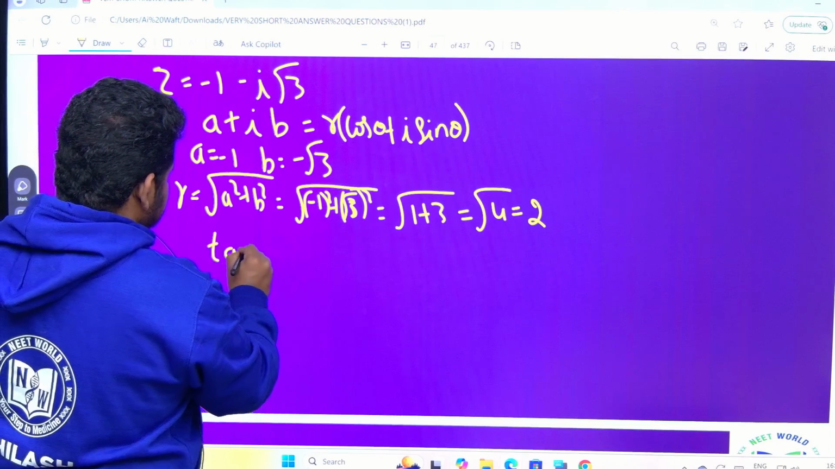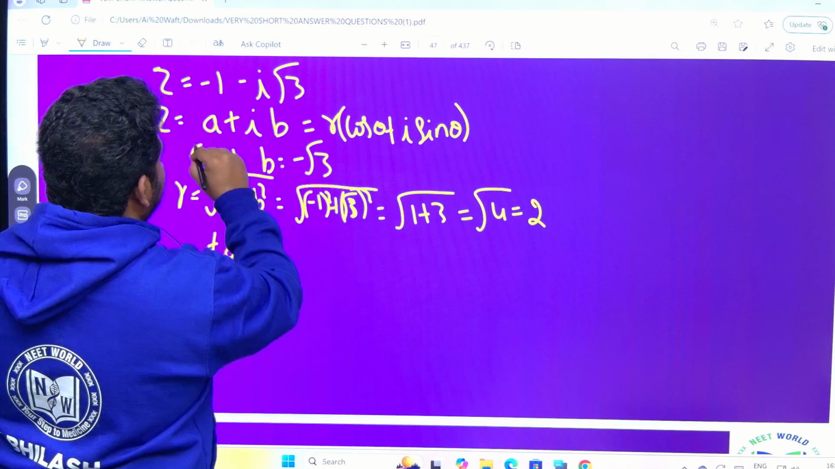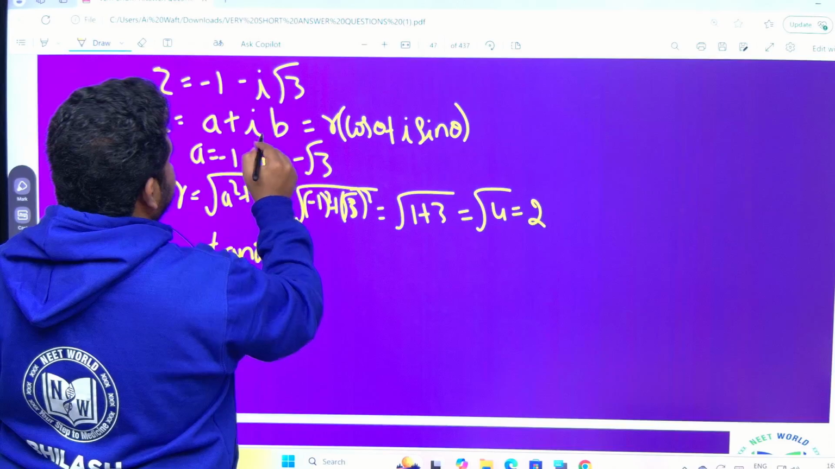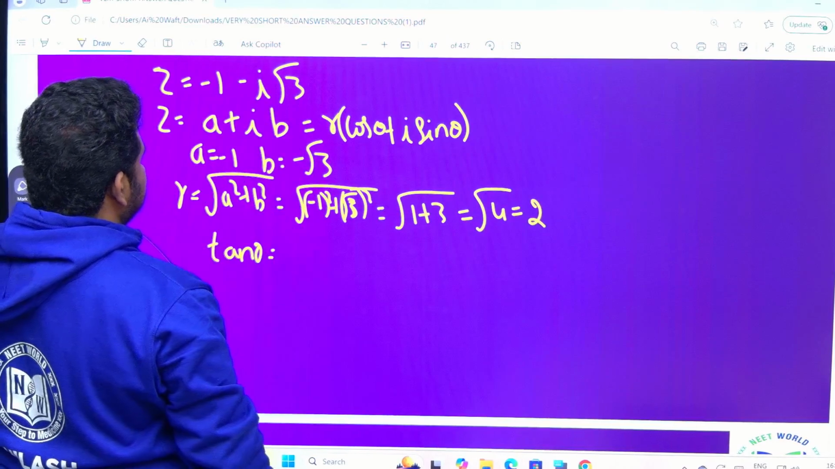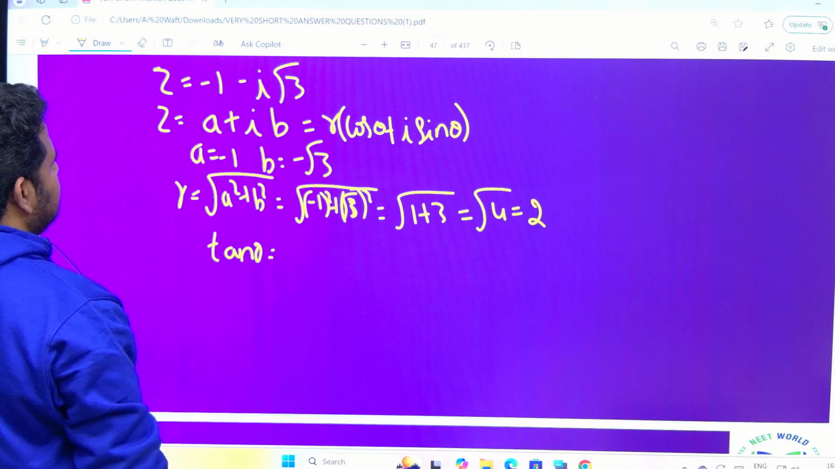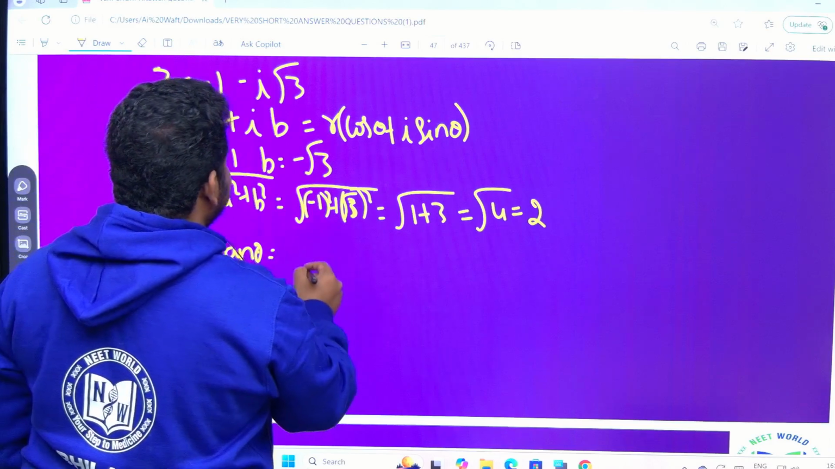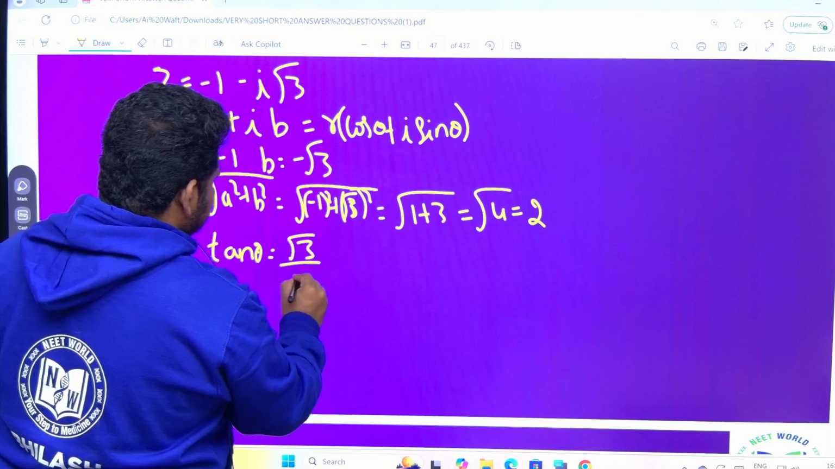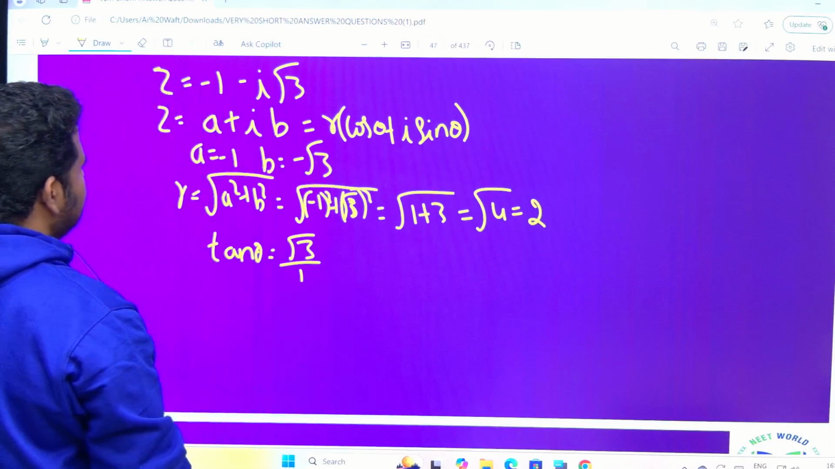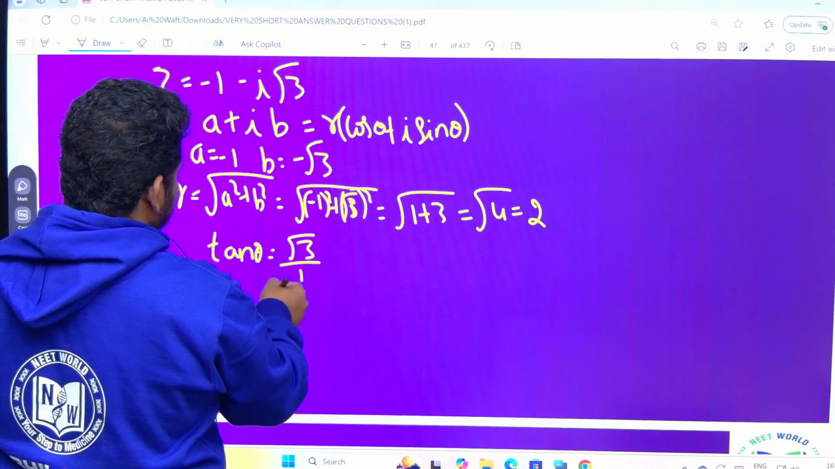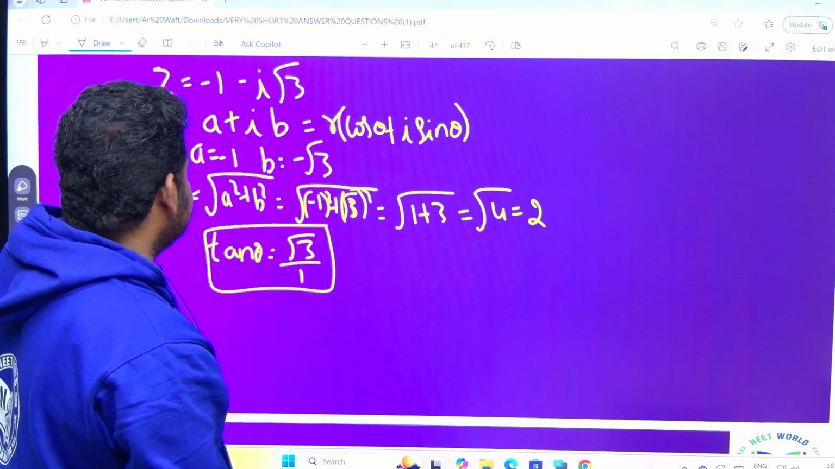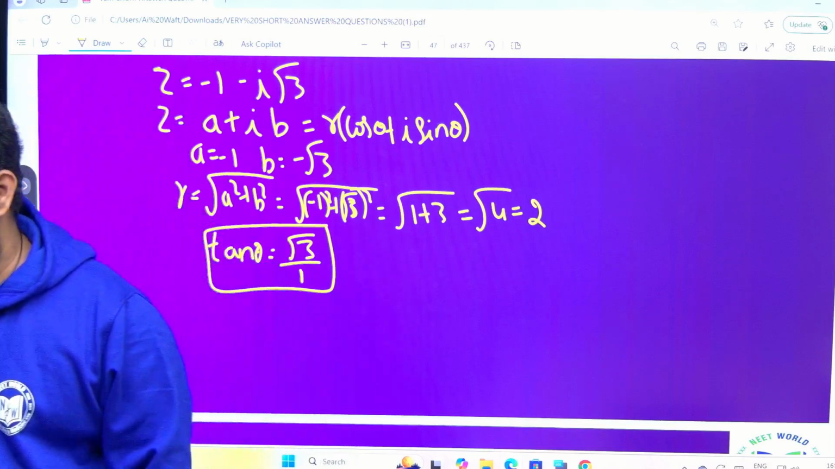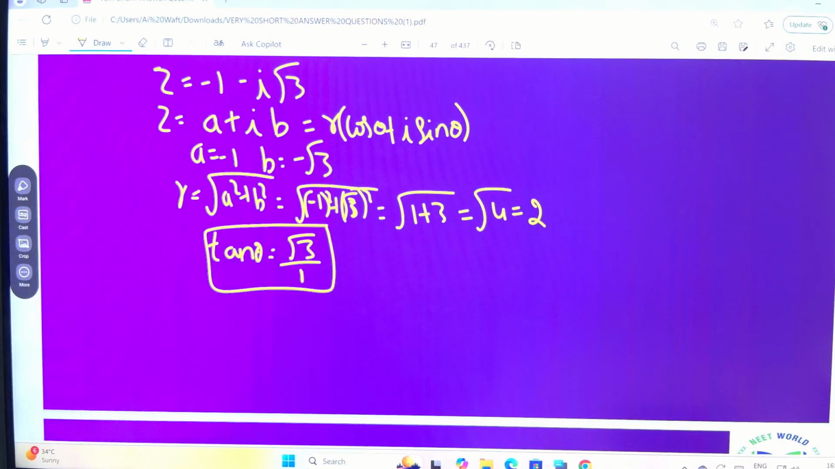Tan theta is sin theta by cos theta. Here sin theta value is coming as root 3 by 2, and cos theta value is coming as minus 1 by 2. So tan theta is root 3 by 2 divided by 1 by 2. The 2 will cancel, and you will get tan theta as root 3 by 1. So theta is lying in which quadrant? Like I told, theta is lying in the third quadrant.